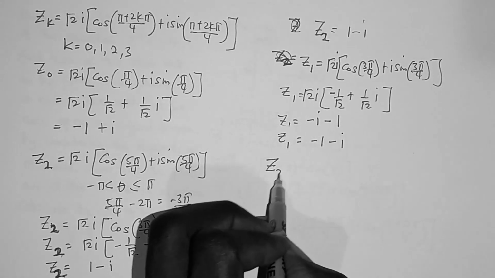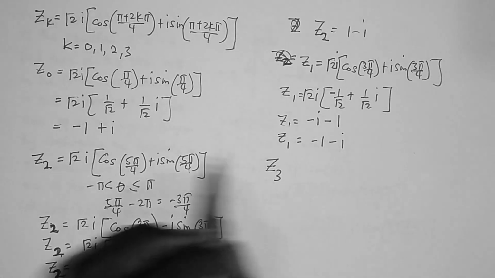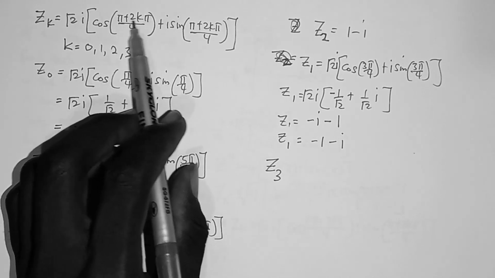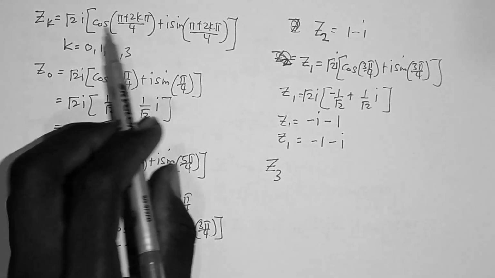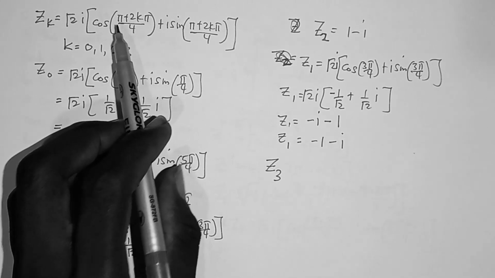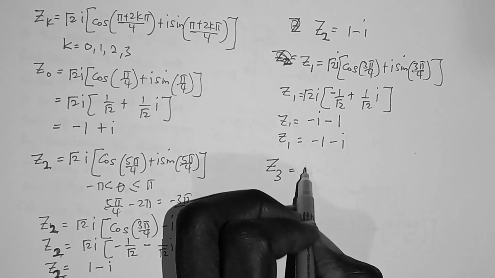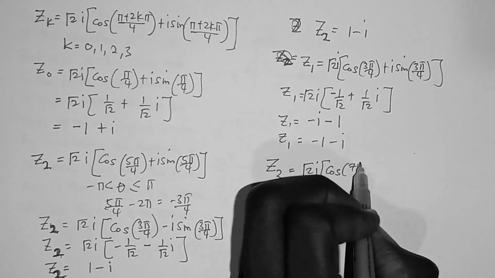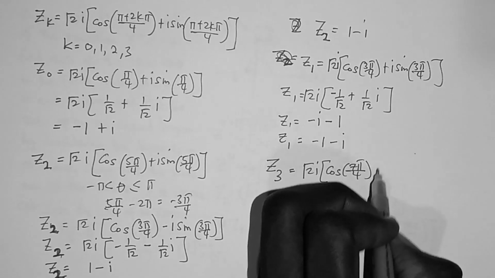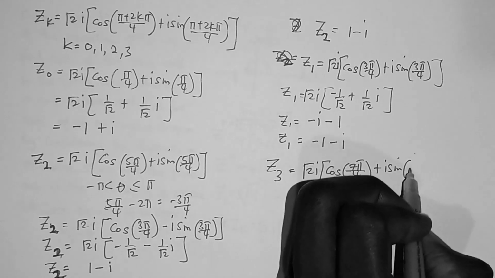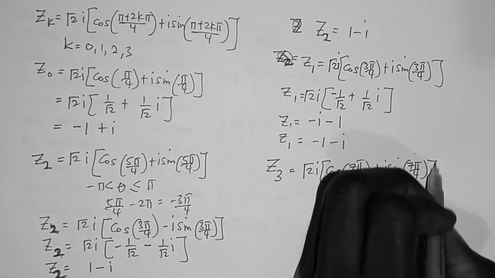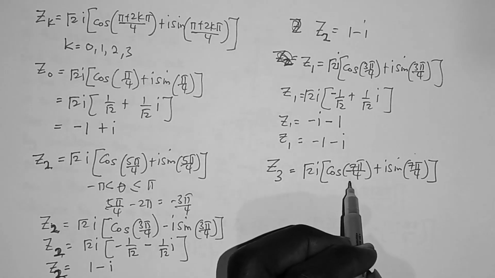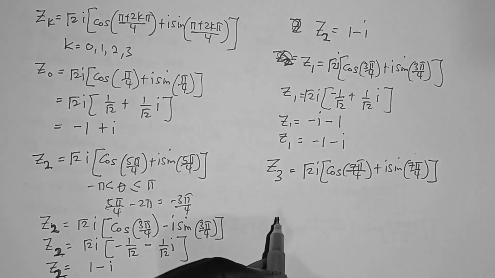So let's do the last one, which is Z3. Wherever we see k here, we'll insert 3. So 2 times 3 is 6. So pi plus 6 pi is equal to 7 pi over 4. So Z3 is equal to root 2 times cos 7 pi over 4 plus I sine 7 pi over 4. So we can see that in this case too, 7 pi over 4 is greater than pi. So we subtract 2 pi. If we subtract 2 pi, we'll get minus pi over 4.